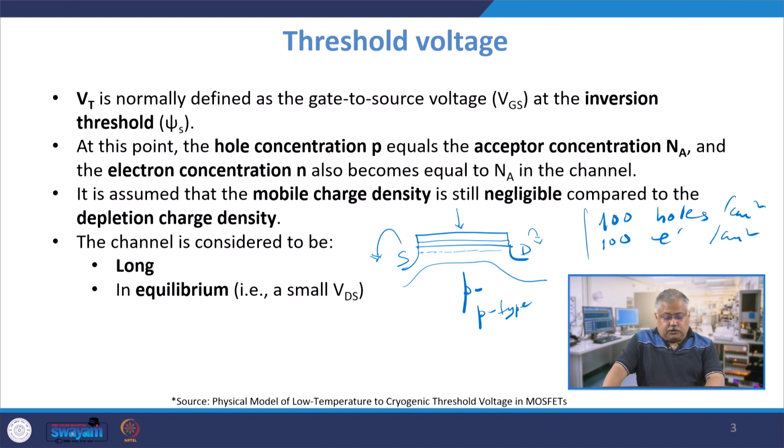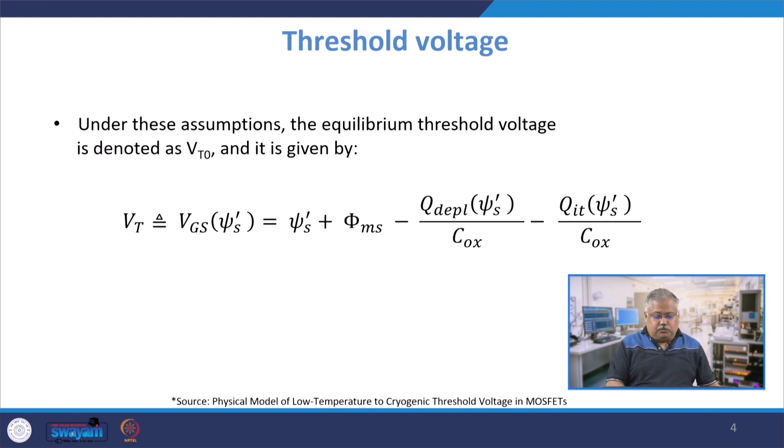And that is the reason, at this point, if you look at the second bullet point, the hole concentration at the threshold voltage is exactly equal to the acceptor ion concentration and the electron concentration is also equal to the value of Na in the channel, which means that charge neutrality is still maintained. It is further assumed that the mobile charge density is still negligible compared to the depletion charge density, right. So, the mobile charge carriers are very small as compared to the depleted charge and the channel is considered to be long and still in equilibrium. So, there is a dynamic equilibrium and the channel is long. Channel is long implies that the electric field in the longitudinal direction is almost 0 or a very small quantity.